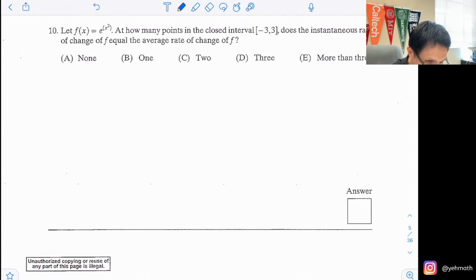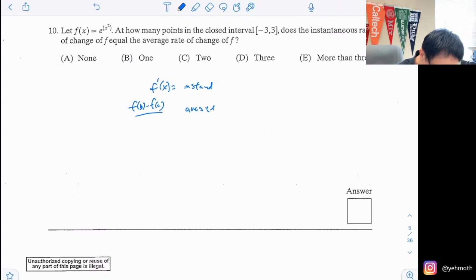Number 10. How many points in the closed interval -3 to 3 does the instantaneous rate of change equal the average rate of change? So instantaneous is f prime of x. Average is what? f of b minus f of a over b minus a. So let's do the average rate of change first. Average rate of change is going to be e to the 9 minus e to the 9, right? Over, it doesn't matter, on the bottom.